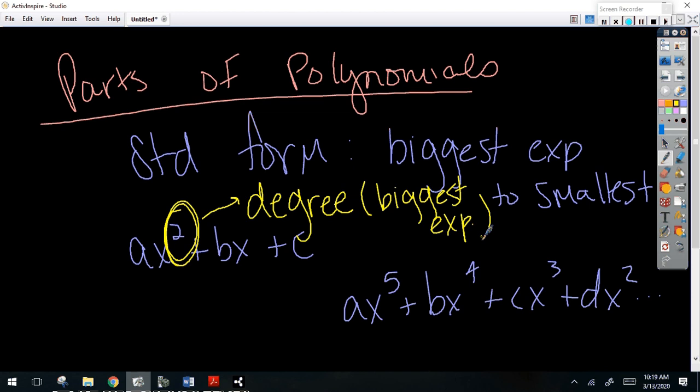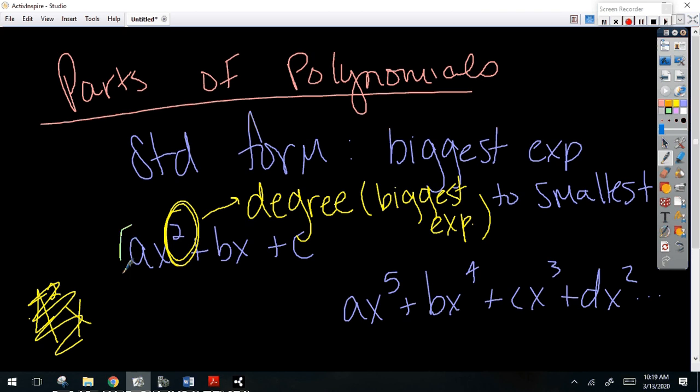The biggest exponent, and notice I said hooked to the x there, because I could have 4 squared x. That 2 is not my degree. That's just hooked to the coefficient there. So don't let that throw you. It has to be hooked to the variable. All right, that's my degree.